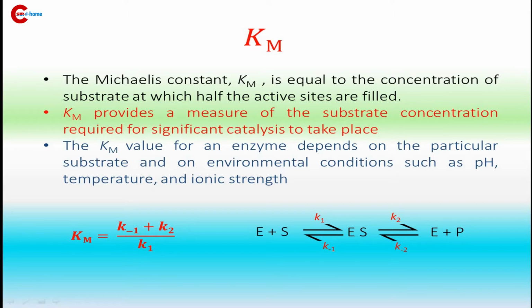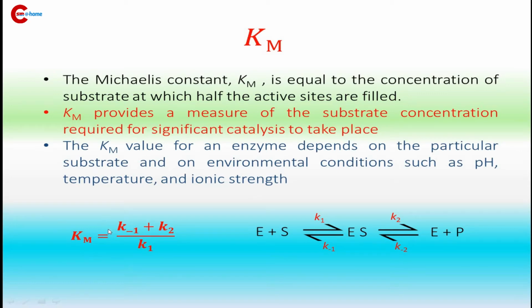Today we will study Km. Km is the Michaelis-Menten constant, which is equal to the concentration of substrate at which half the active sites of the enzyme are filled. This Km provides a measure of the substrate concentration required for significant catalysis to take place. The Km value for an enzyme depends on the particular substrate involved in the reaction, and Km also depends on various environmental conditions such as pH, temperature and ionic strength.